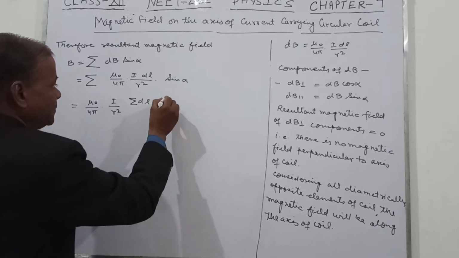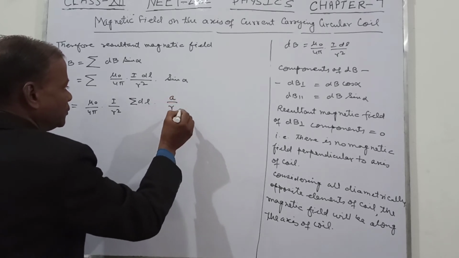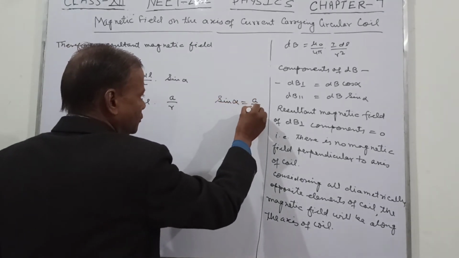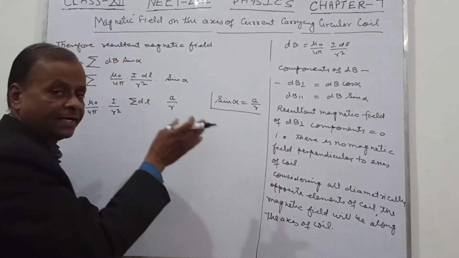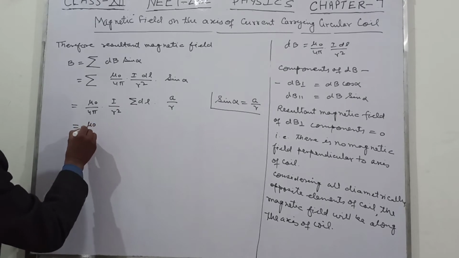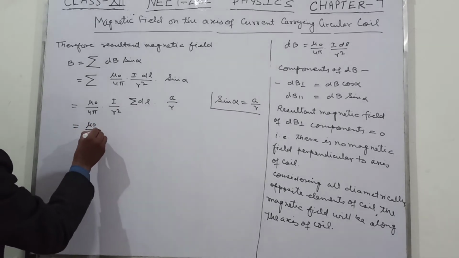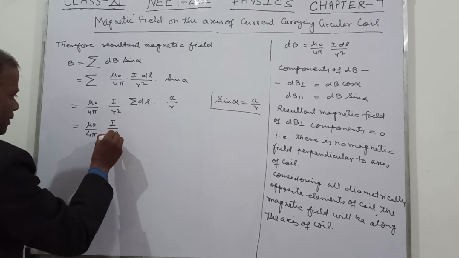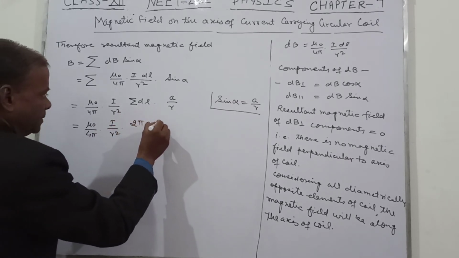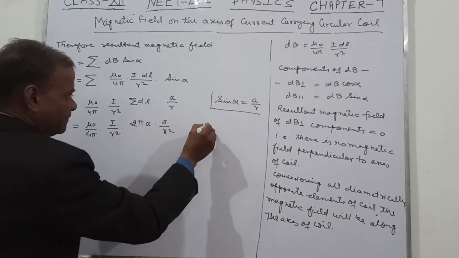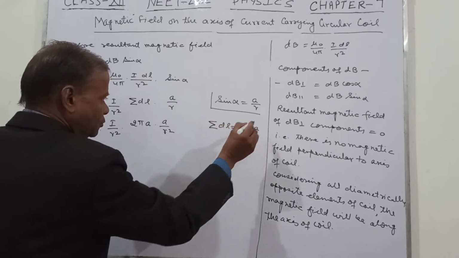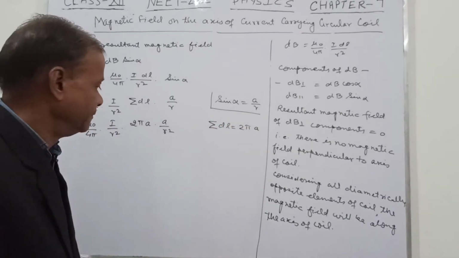This sin alpha will be equal to a upon r. Sin alpha equal to a upon r, that you can see from the right angle triangle. So this is mu naught upon 4 pi into I upon r square summation dl. This is now 2 pi a, so into a upon r square, summation dl equal to 2 pi a, the circumference of the coil.